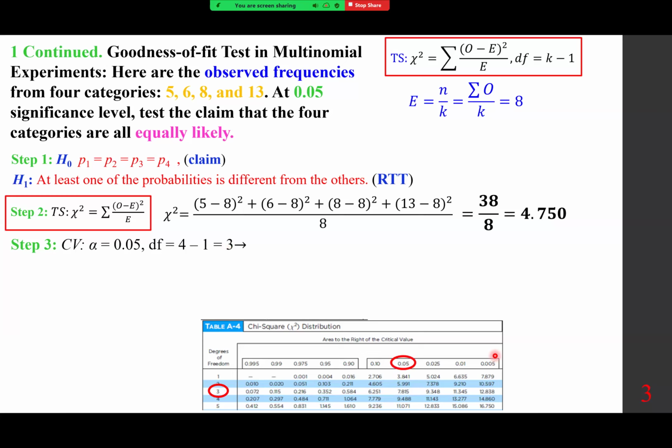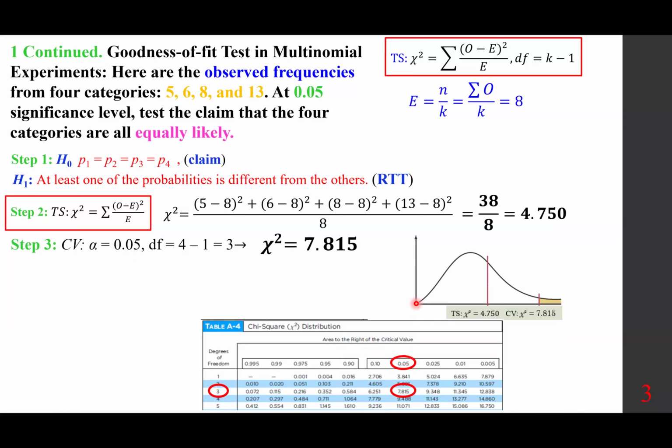And at the top here, alpha is 0.05. You need the area to the right. Area to the right is 0.05. It's a right tail test. And the result is 7.815. And if you put it into a graph, you see this is a chi-square distribution with critical value of 7.815, and the test statistic is way into the non-rejection region. The tail is the rejection region.